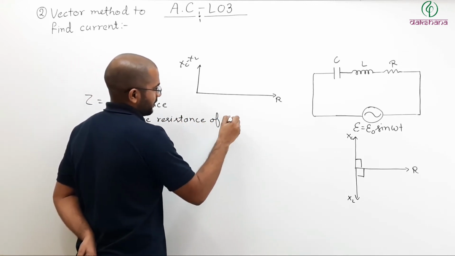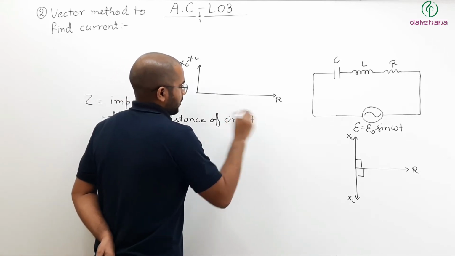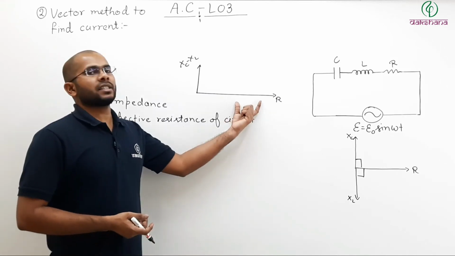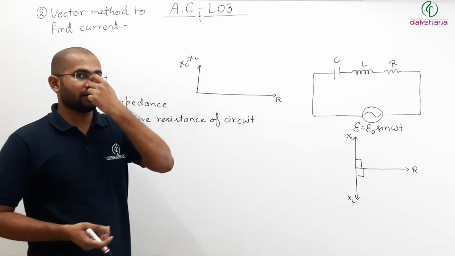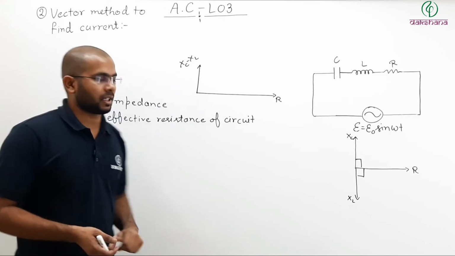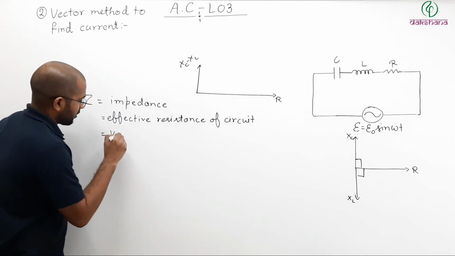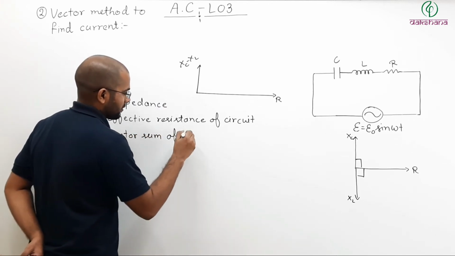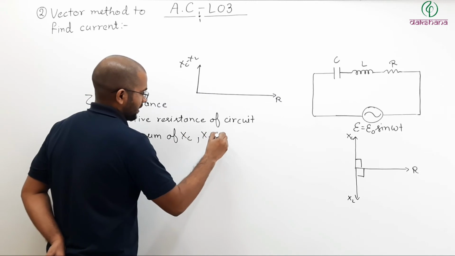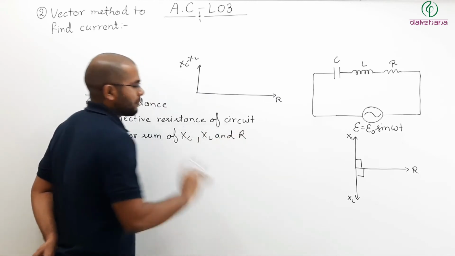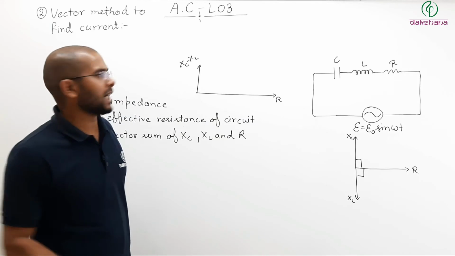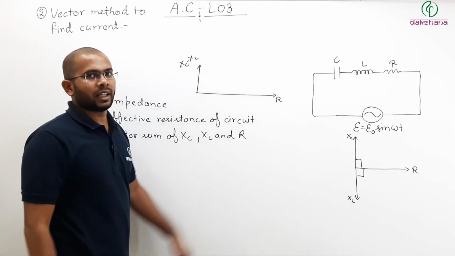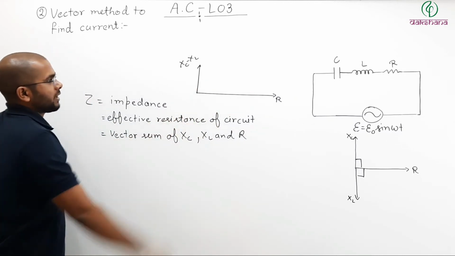Effective resistance of the circuit. So how can this effective resistance of the circuit be found? R is taken as a vector, XC is taken as a vector, and XL is taken as a vector. So this is nothing but the vector sum of XC, XL and R. Remember, they are not actually vectors, but to avoid the mathematical complexity, we are assuming them to be vectors and solving like this. So what would be the vector sum?